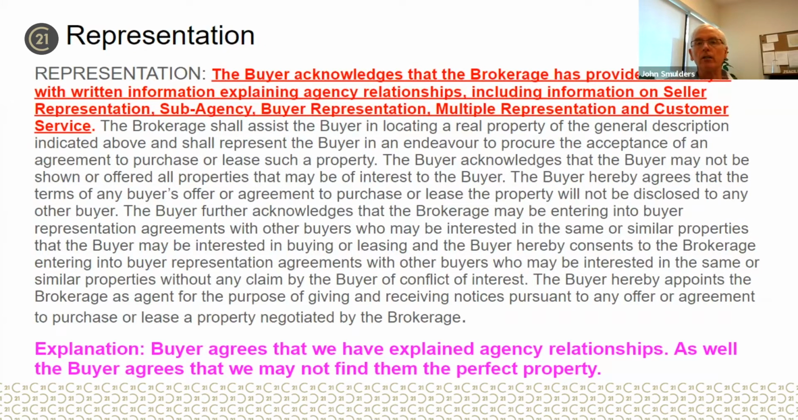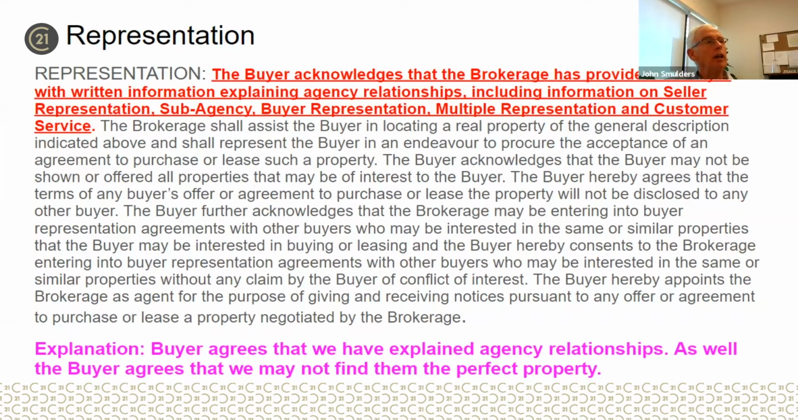The buyer acknowledges that the brokerage has provided the buyer with written information explaining agency relationships, including information on seller representation, et cetera, et cetera, et cetera. That is the working with the realtor, form 810, that we're insisting that you guys do, I should say.